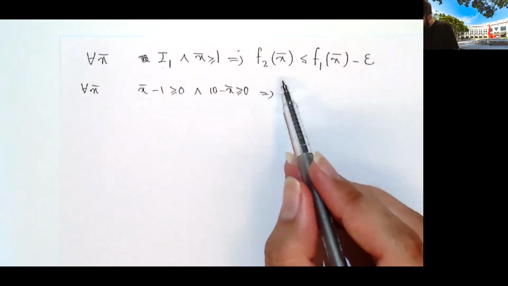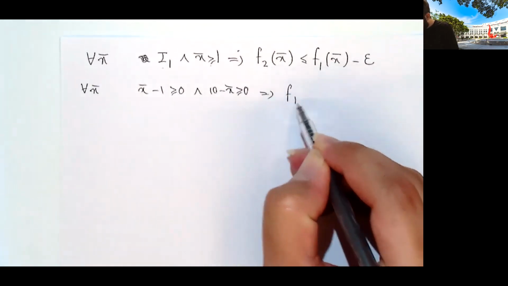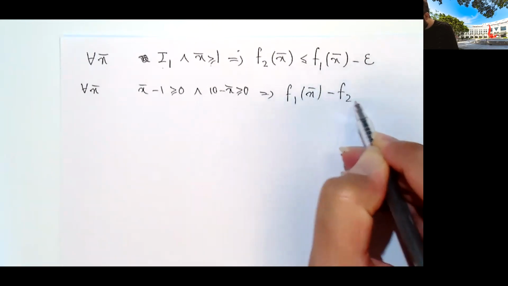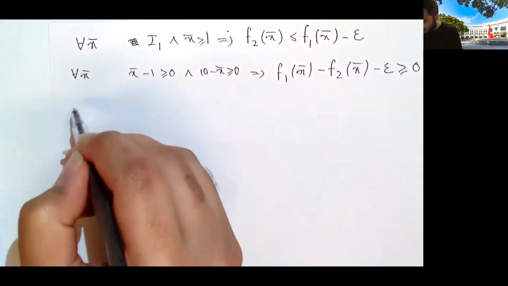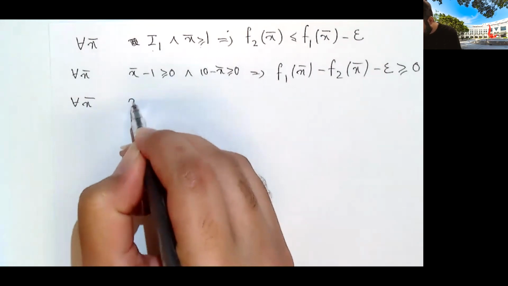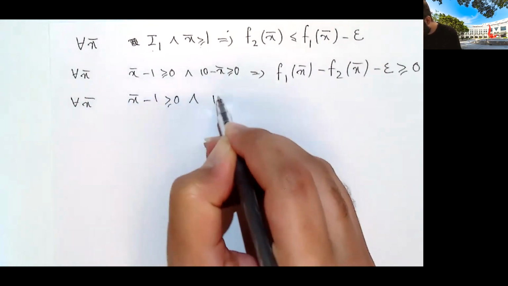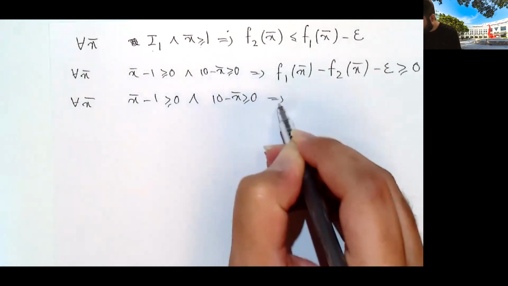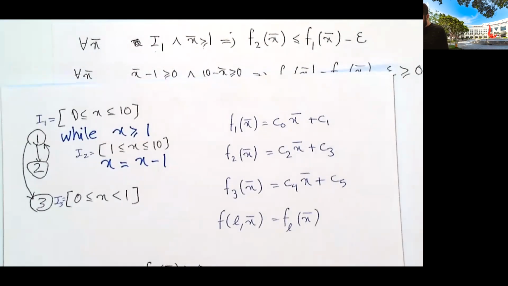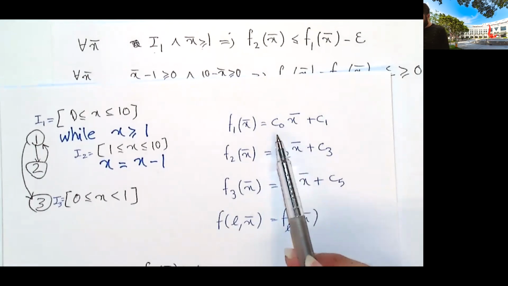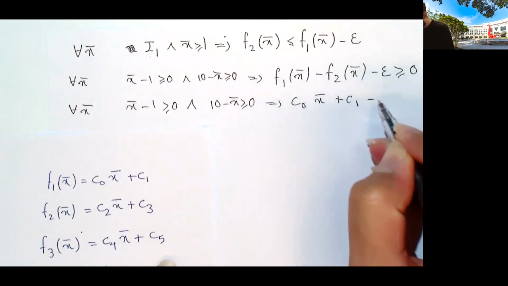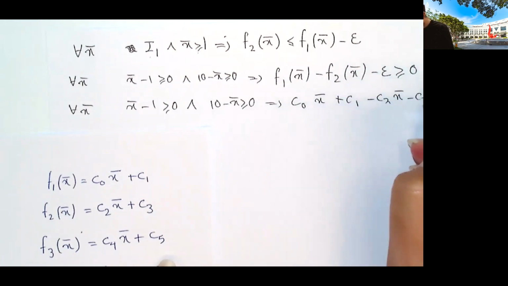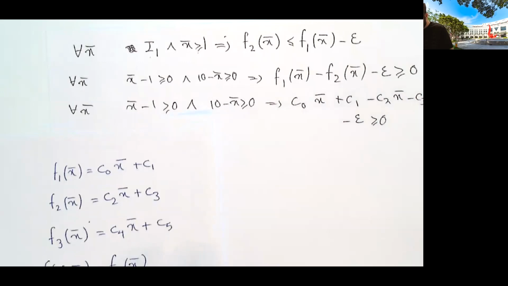So this is basically f1 minus f2 minus epsilon is greater than or equal to 0. And I can again rewrite that. So this is the same thing that we had before. Okay, what is f1 minus f2 minus epsilon? So this is f1 and this is f2. We can easily compute that. This is c0 x bar plus c1 minus c2 x bar minus c3 minus epsilon greater than 0.